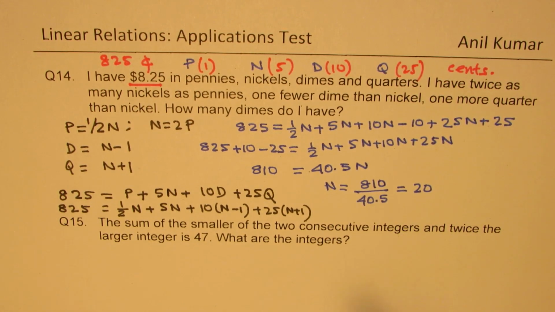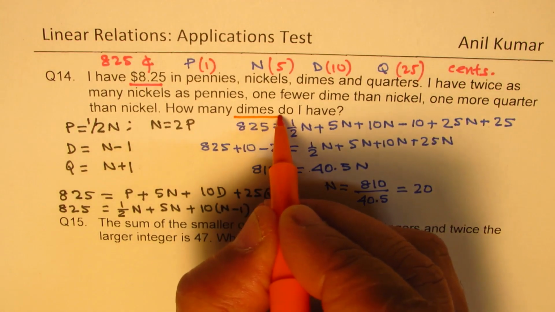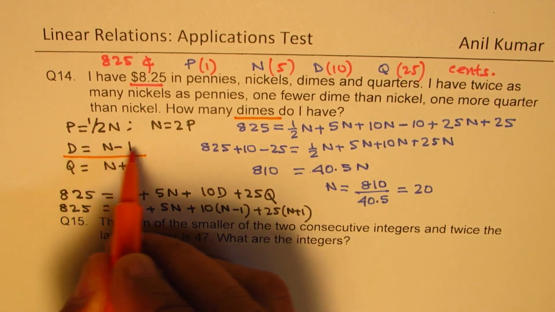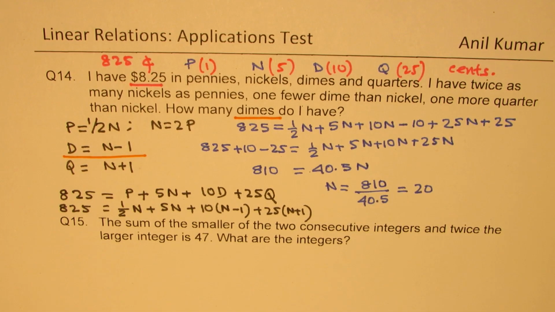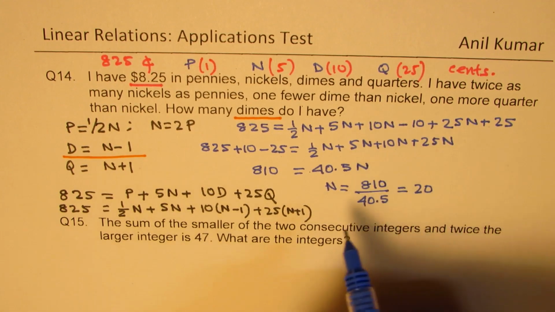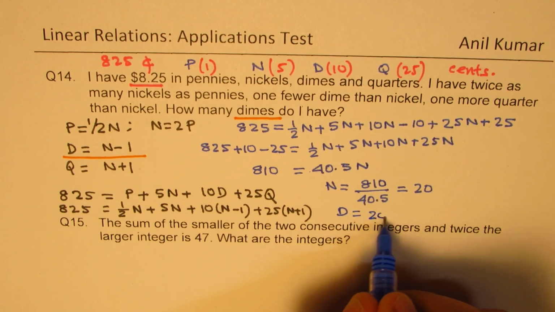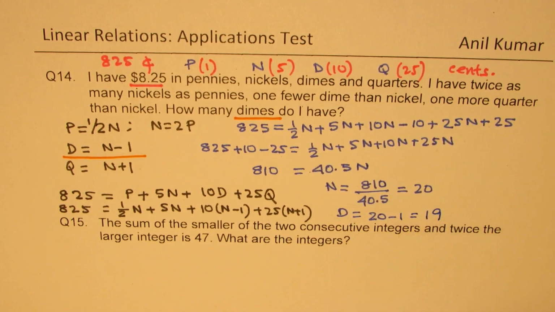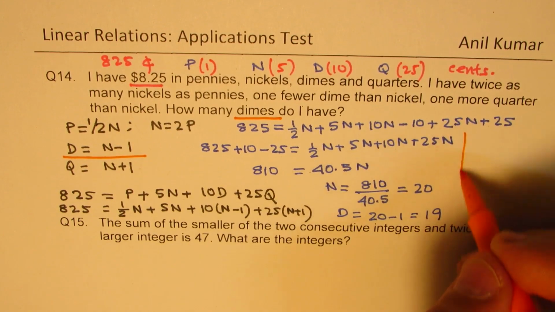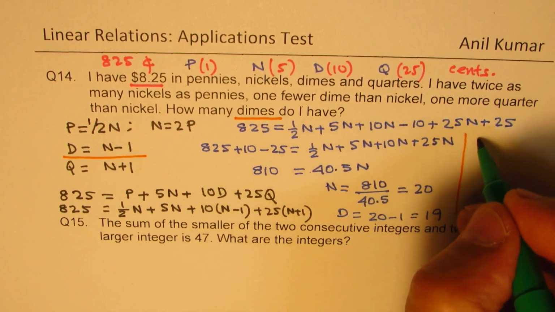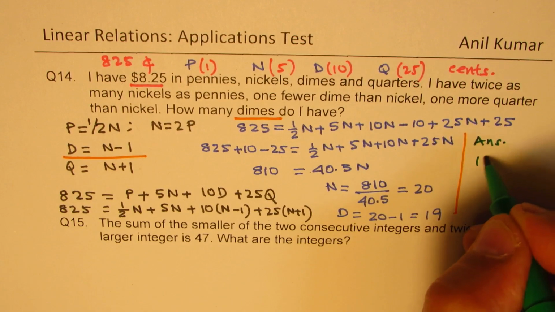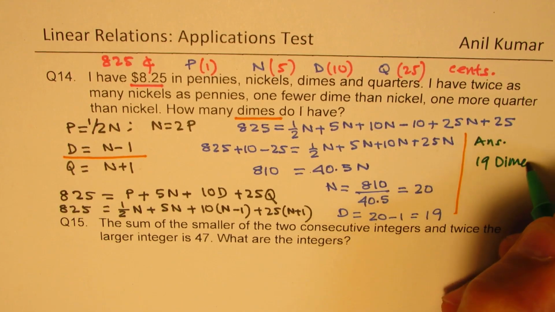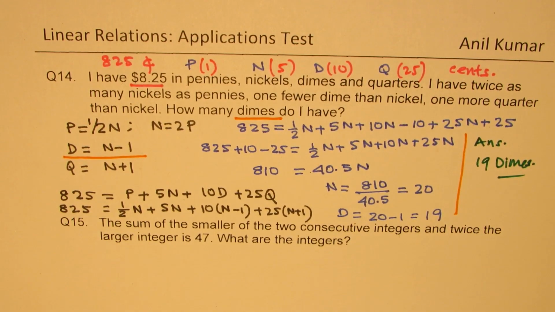Now what do we need to find? We need to find the number of dimes. As far as the dimes is concerned, it is 1 less than n. So from here, we know d should be equal to 20 minus 1, which is 19, correct? So now we can write down our answer, and the answer will be 19 dimes. Is that clear to you? So that is how this question will be solved. Slightly tricky. It also involves fractions.